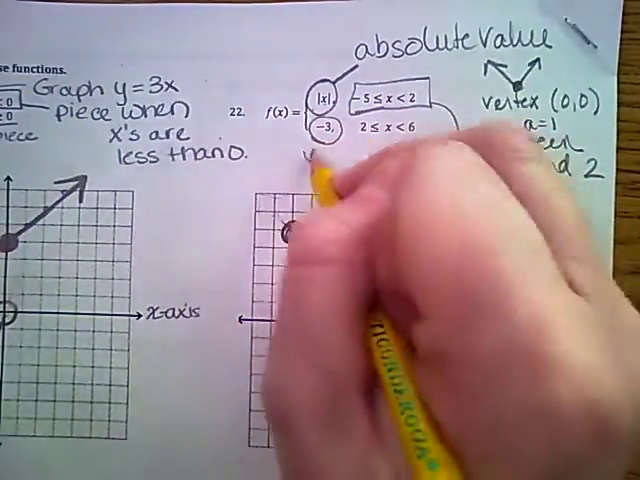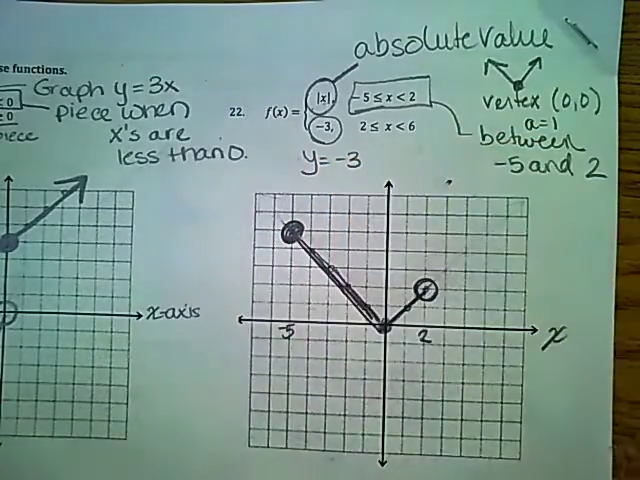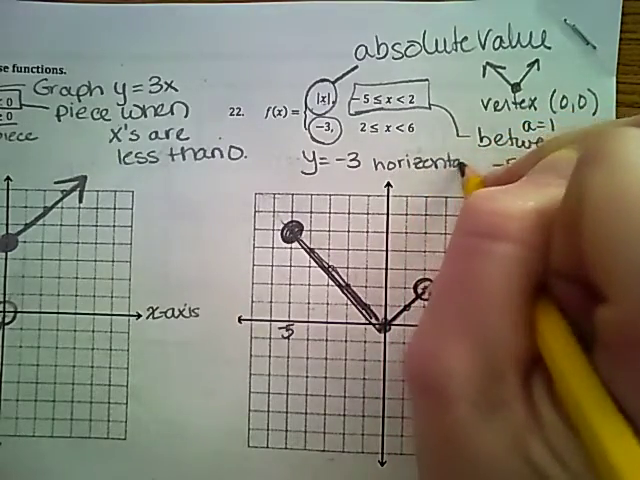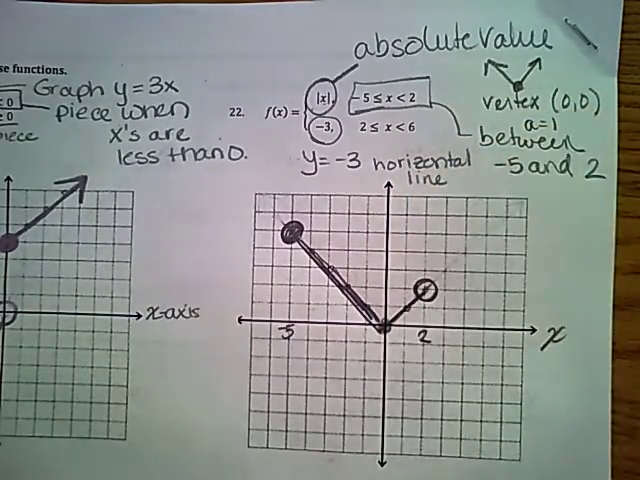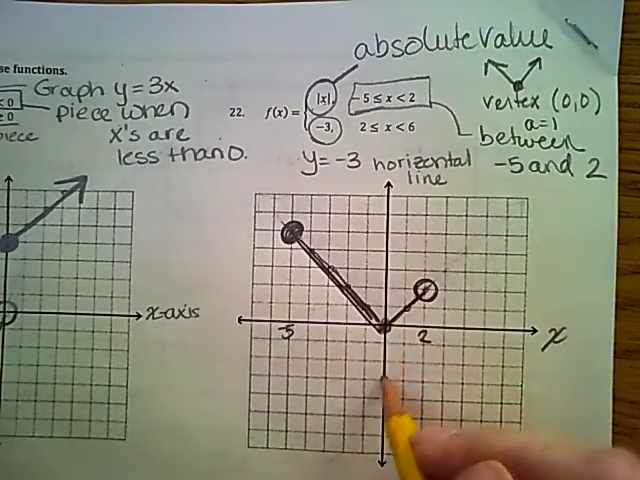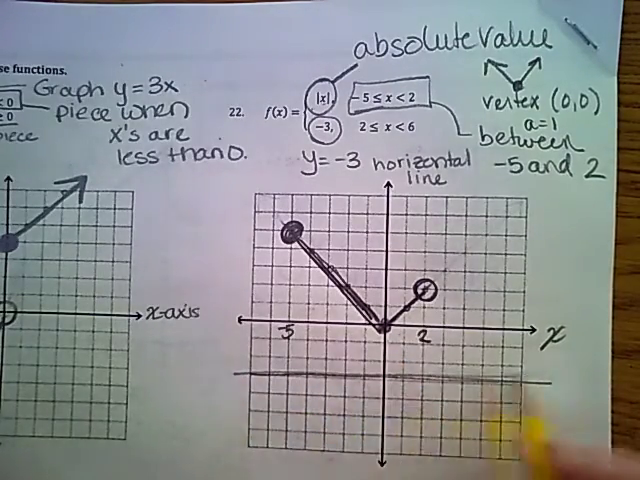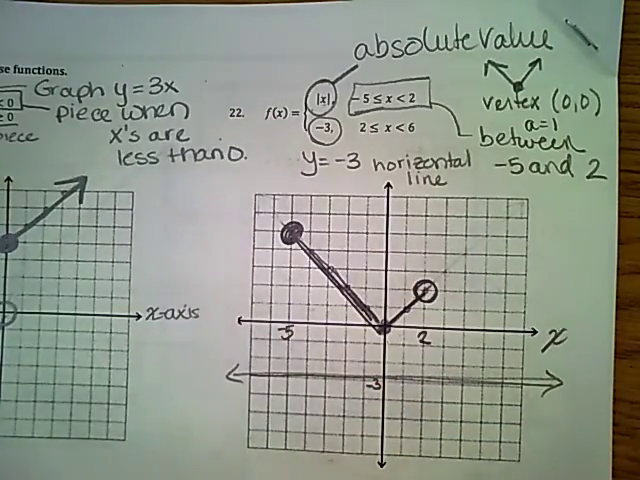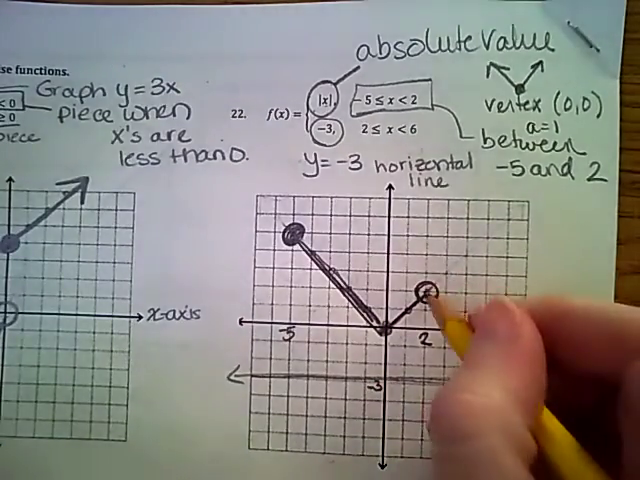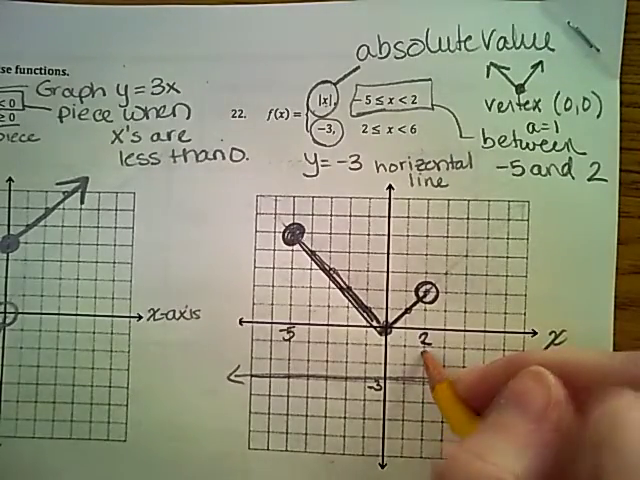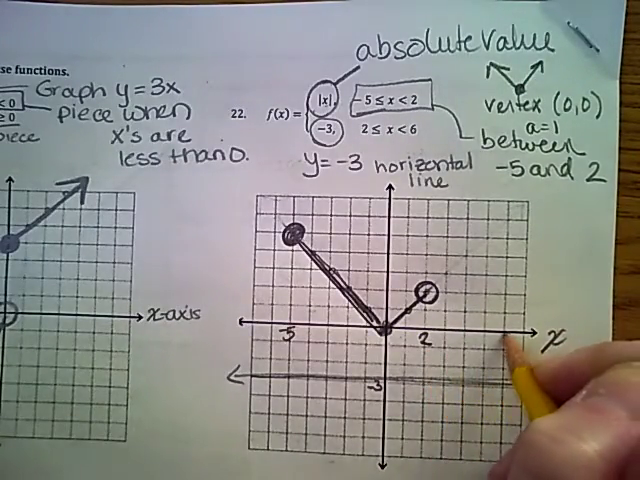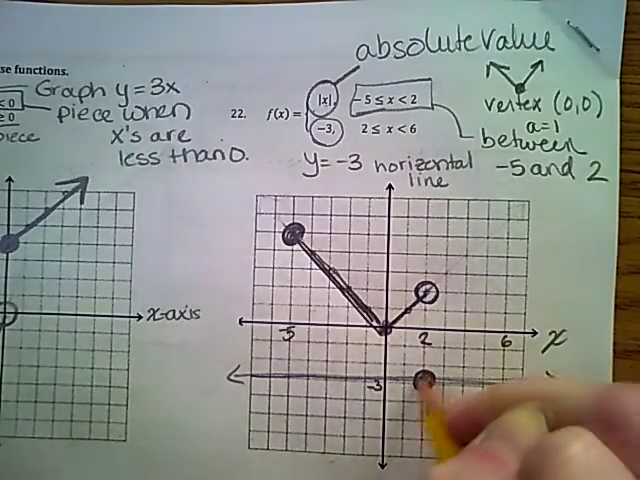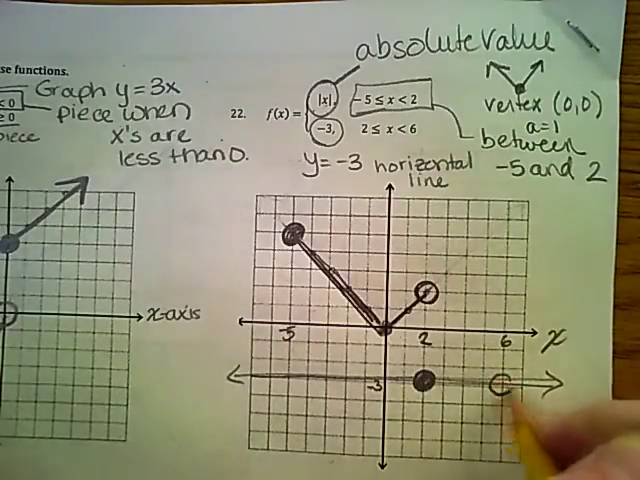Then lastly, y equals -3. That's a horizontal line. So 1, 2, 3. That's y equals -3. I only want when the x's are between 2 and 6. 3, 4, 5, 6. So that's here. And then open circle here.